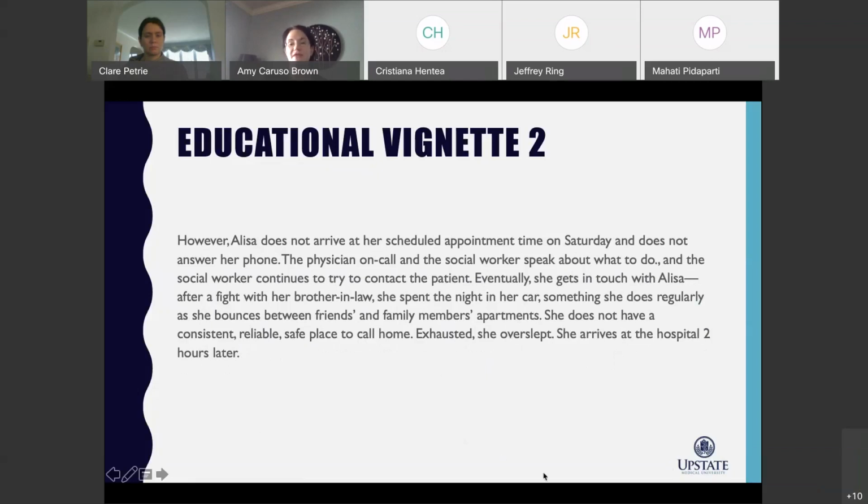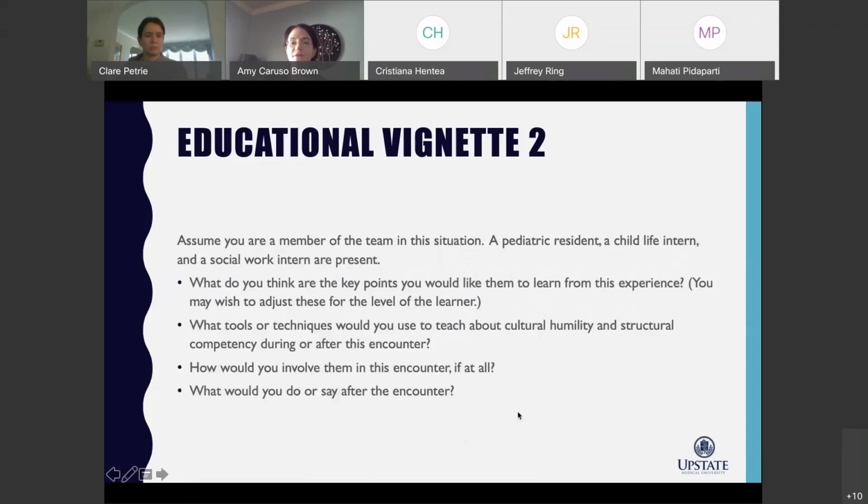So she doesn't have a very stable housing situation. And exhausted by the time she actually fell asleep in her car, she overslept in the morning and she gets to the hospital 2 hours late. So if you're a member of the team in this situation, a pediatric resident, a child life intern, and a social work intern are present.